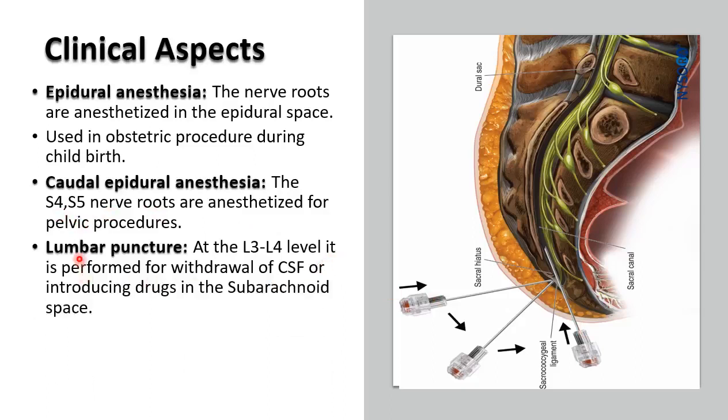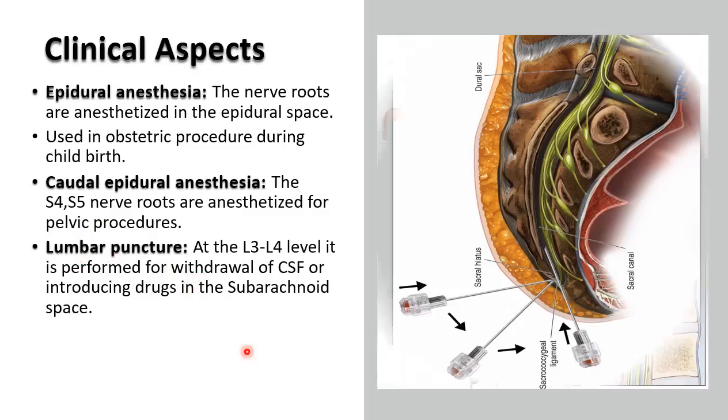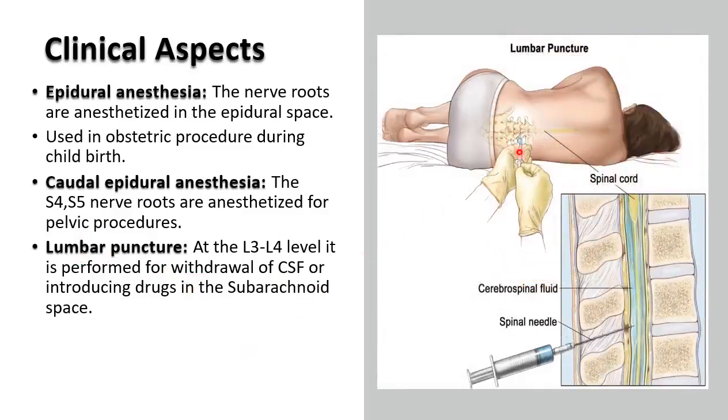Then what is lumbar puncture? Lumbar puncture is a procedure performed at the L3 L4 level, because the spinal cord ends at the lower border of L1. So L3 L4 is a very safe area to perform the lumbar puncture. Here the needle is introduced externally, passing through the skin, supraspinous ligament, and interspinous ligament, and from there to the subarachnoid space to withdraw the CSF. So for diagnostic procedures, and sometimes anesthesia is also introduced into the subarachnoid space, that is called lumbar puncture.